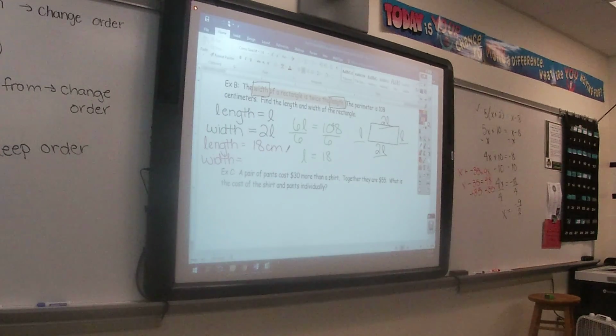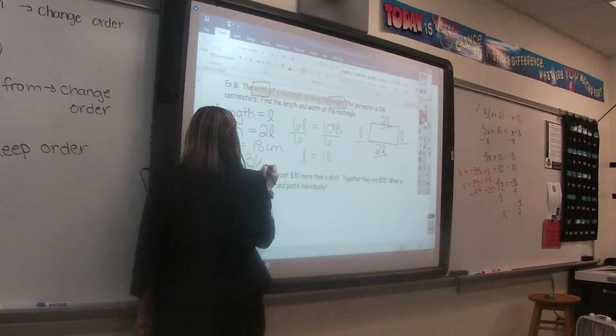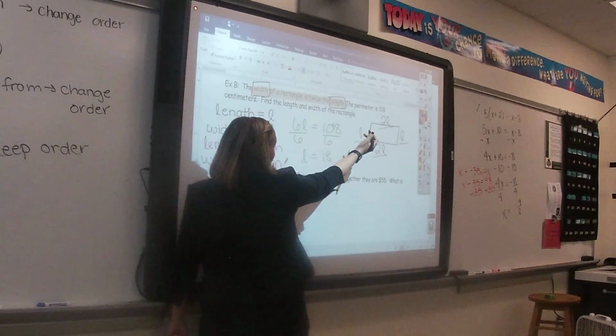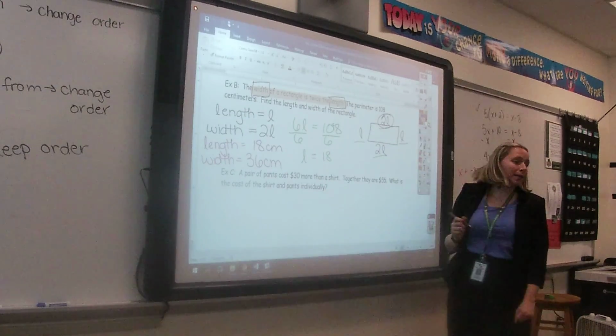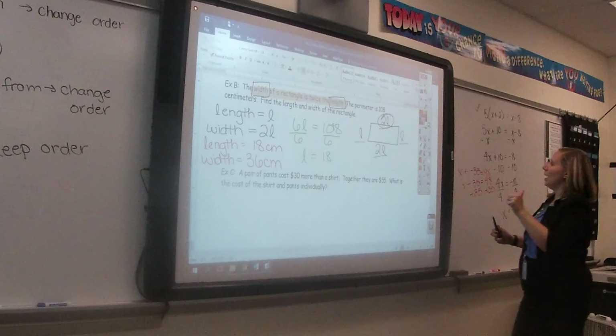Right? A side length is always a single measure. What's my width gonna be? 36. Where did that 36 come from? It says the width is twice. Right? 2 times 18. How are we doing so far? We feel a little bit better about that one? So far so good? Thumbs up, thumbs down. Give me a rating on the scale. Where are we at? We're doing okay?